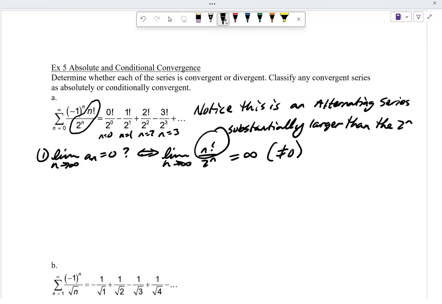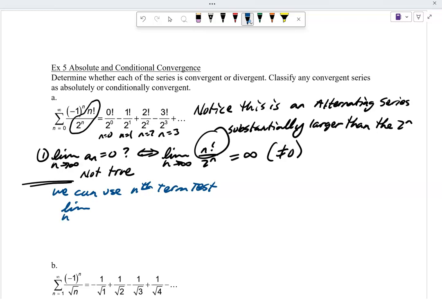So this is not true. By the way, a sub n plus 1 is not less than or equal to a sub n either. The second one also fails too. But as soon as you see one fail, I say, well, we can't use the alternating series test. We can use the nth term test though.